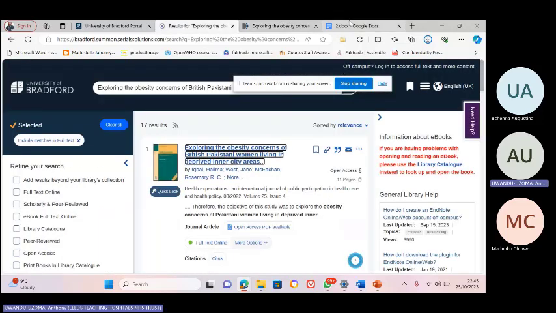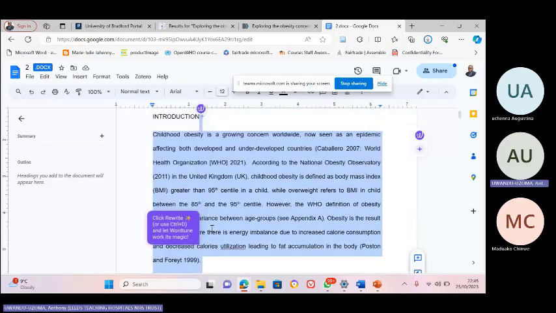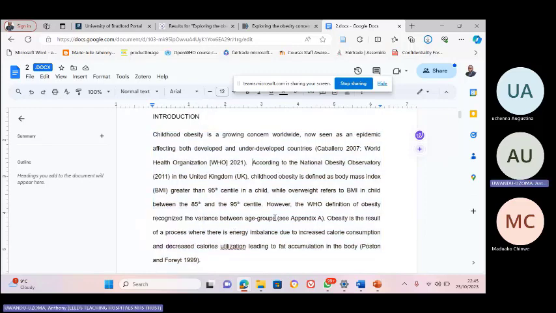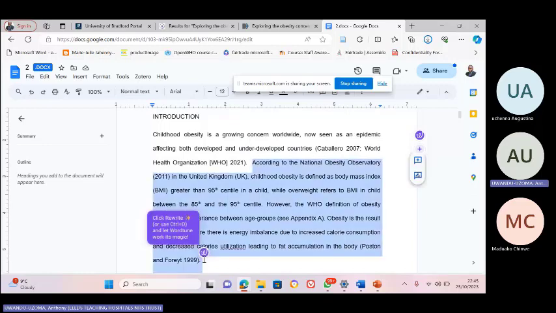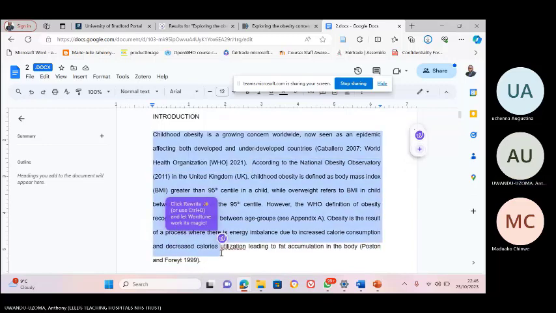All right. In the first part, I briefly defined what obesity is. Because my essay is about childhood obesity, I looked for two definitions of childhood obesity. I used Google to get them. So I had to define my variables.